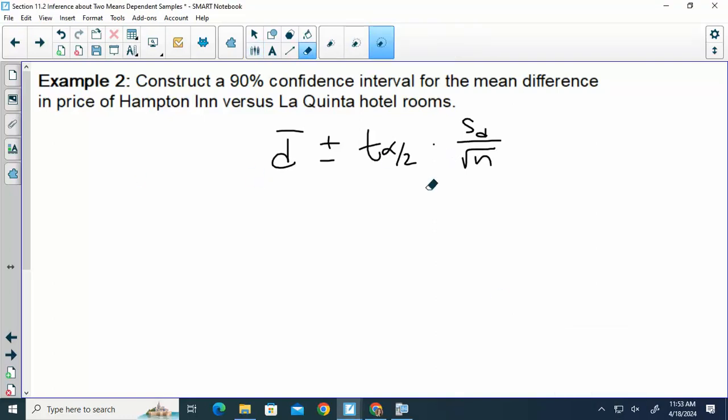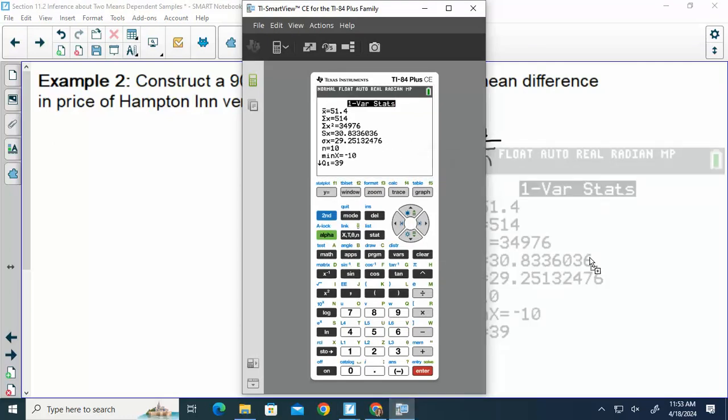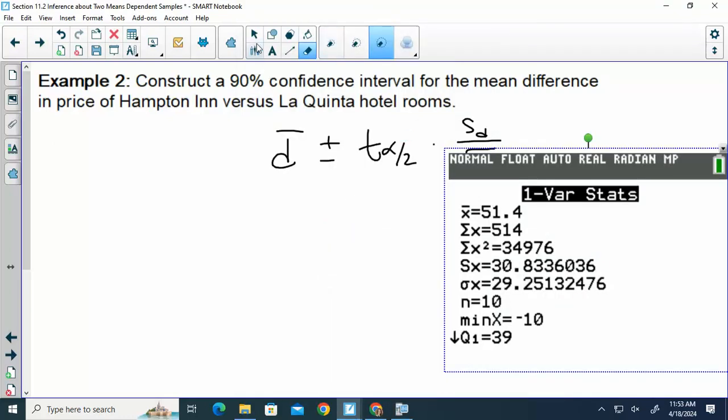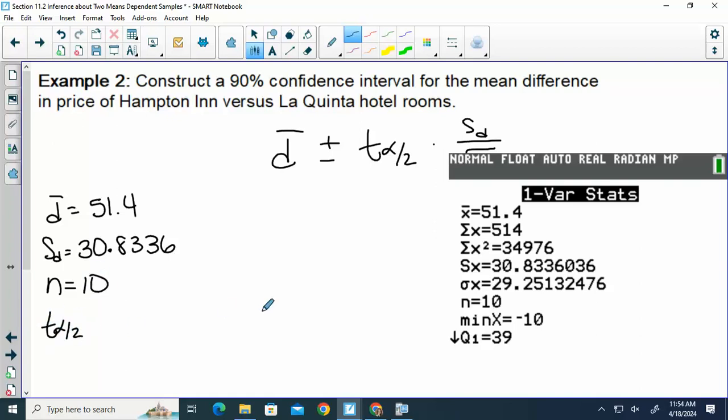If I were going to do this by hand, I need some of that information, and it's on my calculator with the one variable statistics for the difference. So the mean of my difference, that L3, is 51.4. The standard deviation of my difference was 30.8336. How many cities did we compare? 10. And the T alpha over 2.